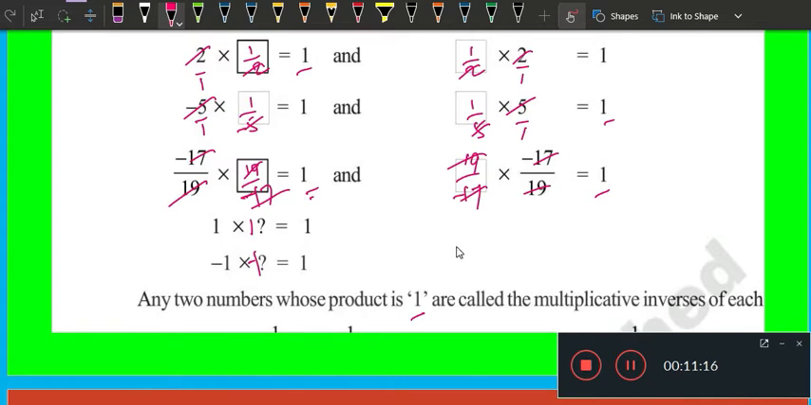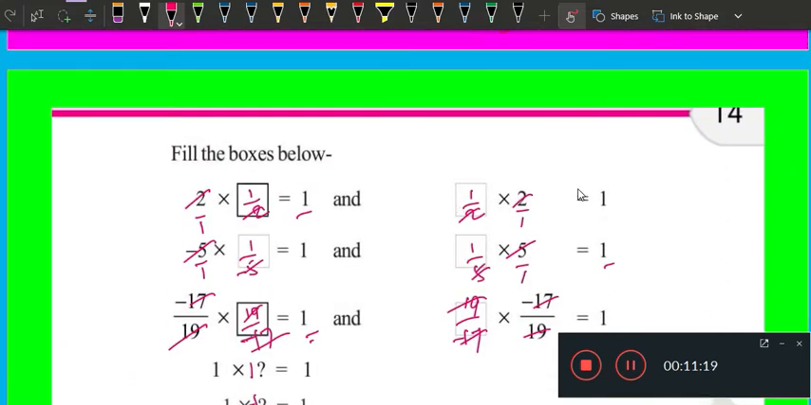See students, 2 by 1 is the multiplicative inverse of 1 by 2. Here, minus 5 by 1 is the multiplicative inverse of 1 by minus 5. Minus 17 by 19 is the multiplicative inverse of 19 by minus 17. 19 by minus 17 is the multiplicative inverse of minus 17 by 19. So 1 by 2 is the multiplicative inverse of 2 by 1, and 2 by 1 is the multiplicative inverse of 1 by 2.